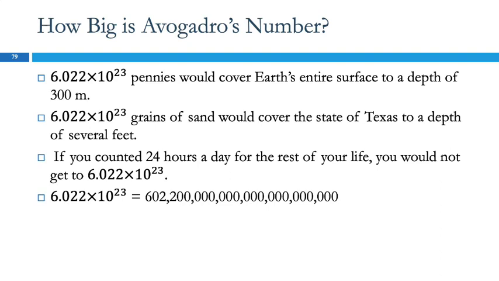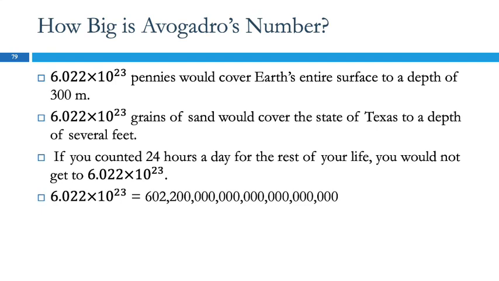So if we had a mole of pennies, Avogadro's number of pennies, it would cover the entire surface of the Earth to a depth of 300 meters. This is a meter stick. It's always a meter stick. 300 of these tall. The whole Earth, oceans included, 300 feet tall in pennies. That's a lot of pennies.